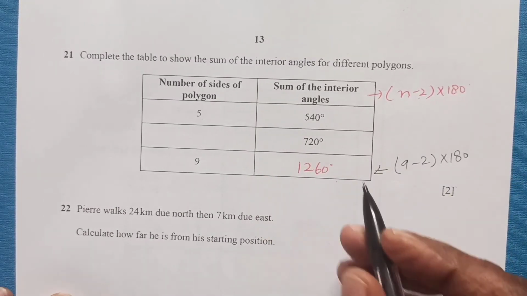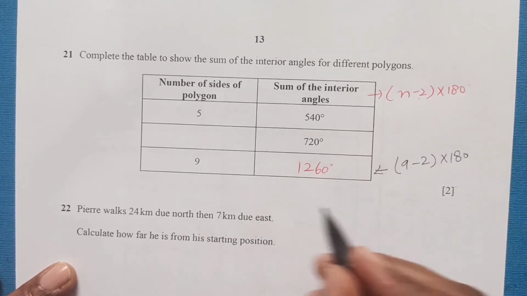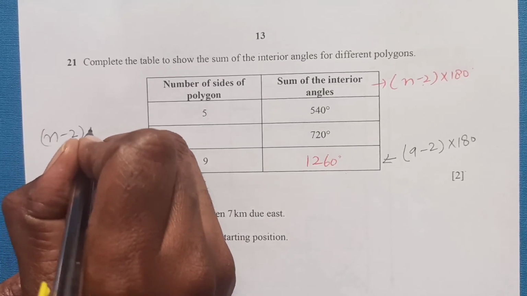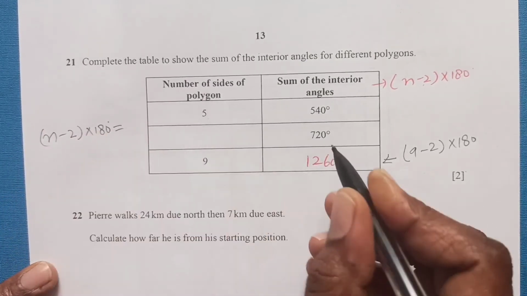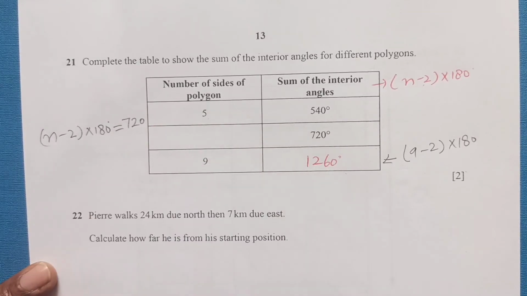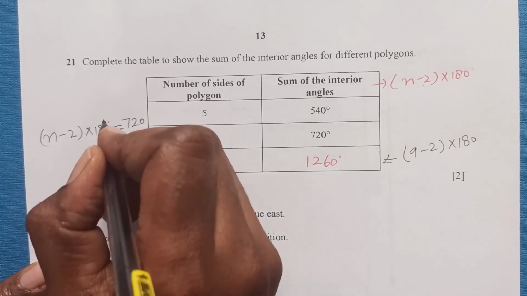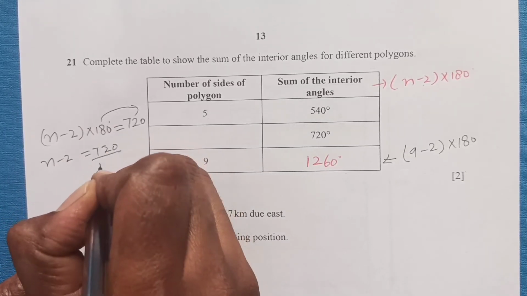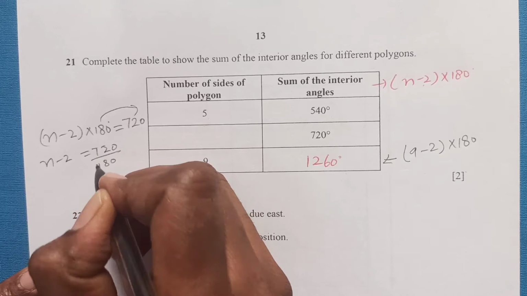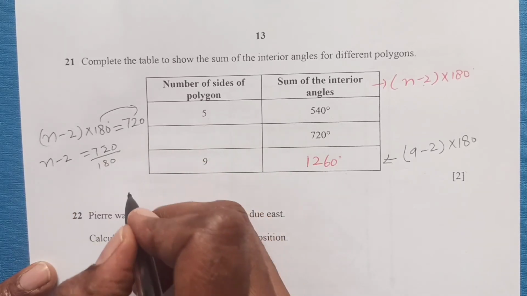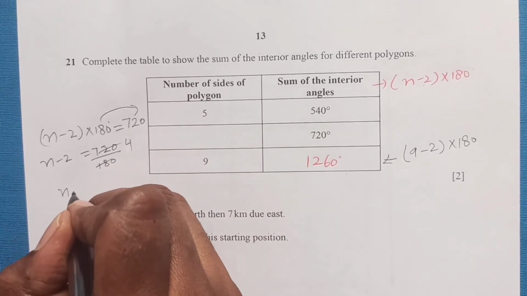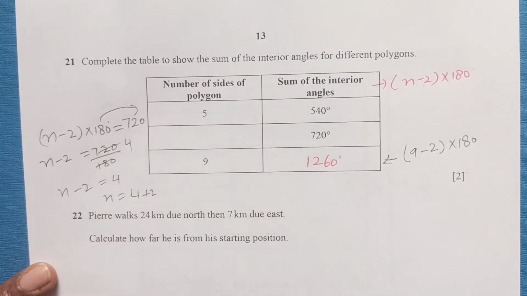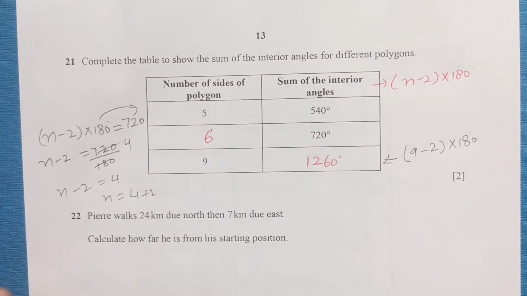1260. Now this is the reverse process here. So we are given n minus 2 times 180 is 720. So divide both sides. This will go this side. n minus 2 is equal to 720 divided by 180. So this is 4. So n minus 2 is 4. So n will be 4 plus 2, which is 6. So we are going to put 6 here.